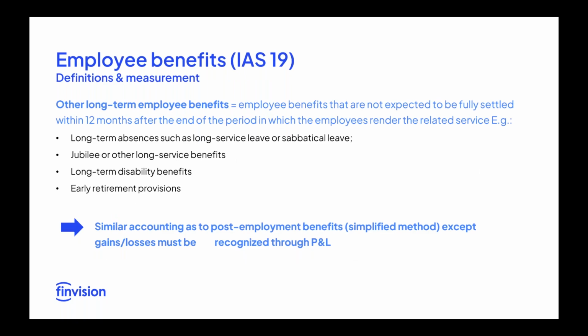There are also other long-term employee benefits. So besides short-term employee benefits and post-employee benefits, there are the long-term employee benefits. Those are not expected to be settled within 12 months, where the person renders services, which could be long-term absences, sabbatical leave, jubilee premiums. If, for example, after 20 years or 25 years, you get 1 month's worth of pay, then it's called a jubilee premium. That also falls into the scope of IAS 19.